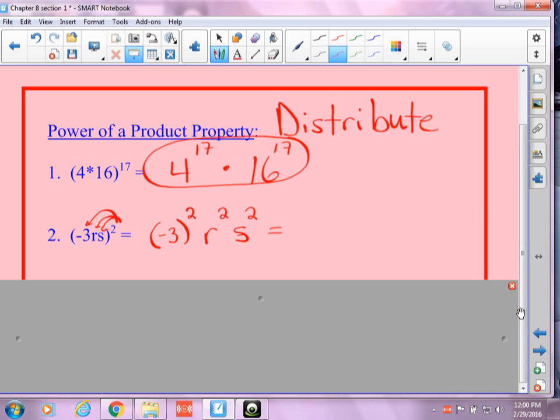And then what I'm going to do is just bring this through. So negative 3 in parentheses squared is, what's negative 3 times negative 3? It's 9. Negative 3 times negative 3 is 9. It's not 6. It's not negative 9. And then I got r squared s squared, and that's my answer. So I take the exponent and I distribute it, and then I bring it together at the end.